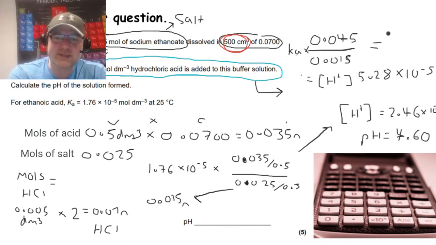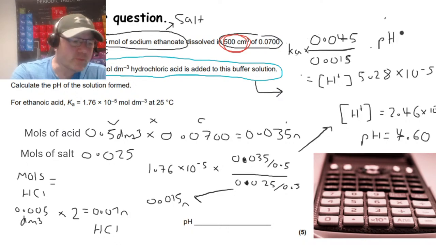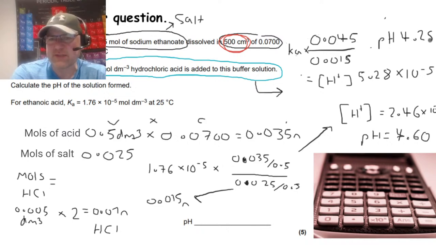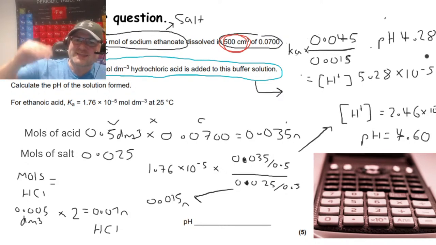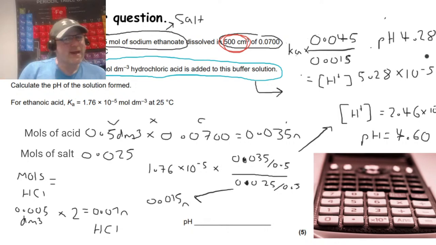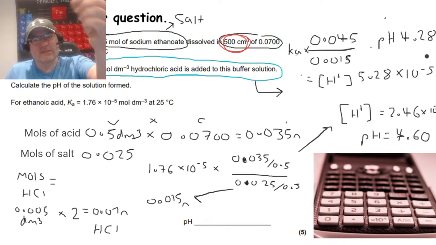And the answer, guys, when I do my minus log. I'm not going to write it all out again, but once you get that H plus concentration, you minus log that on your calculator. And we get a pH of 4.277, so I can round that to 4.28. Have a look, it's exactly as we predicted. We've added acid, the pH has gone down a bit, but it hasn't gone down that much. It's gone down from 4.6 to 4.28.